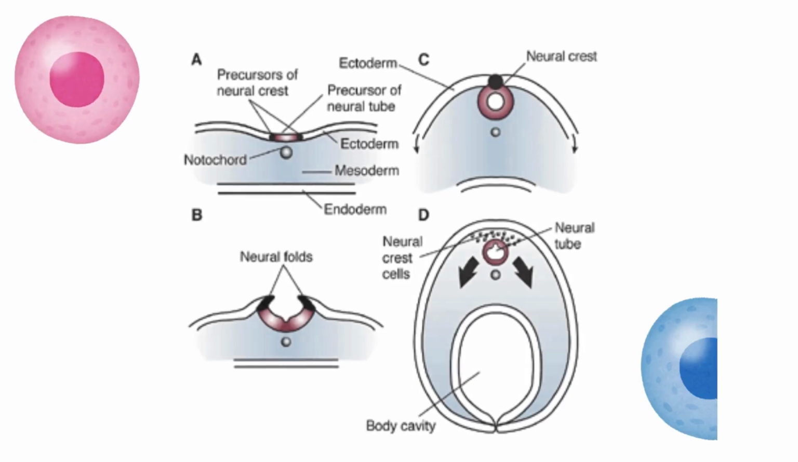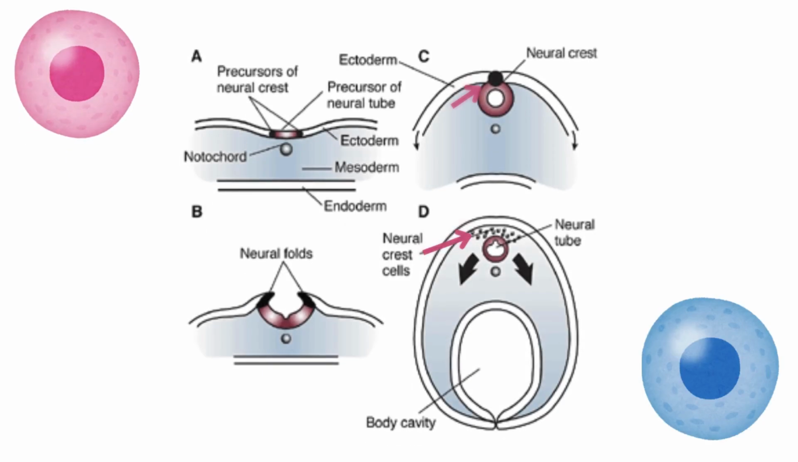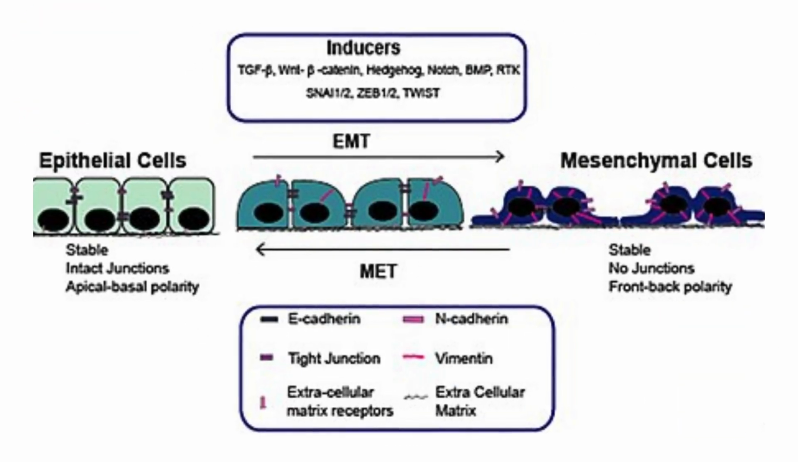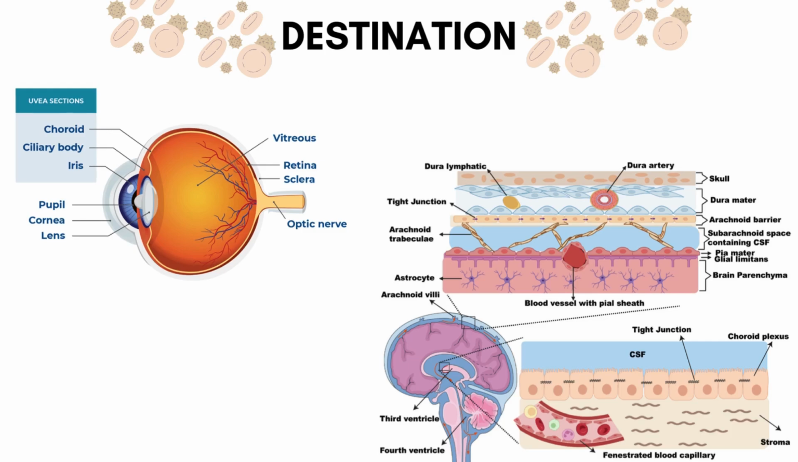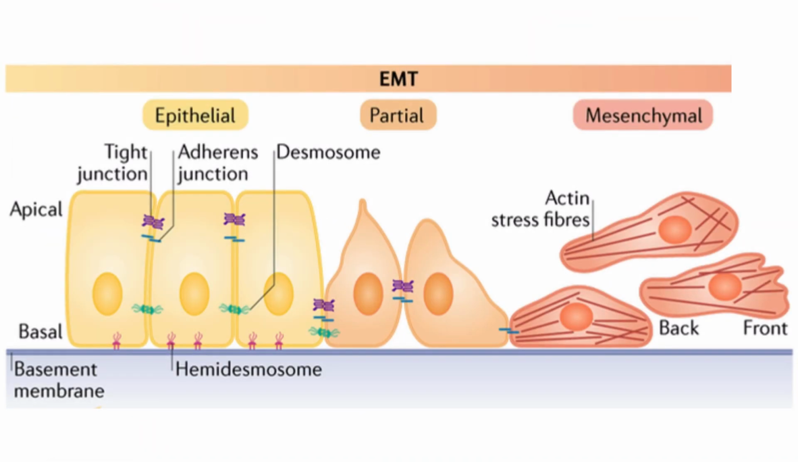Neural crest cells arise from the primitive neuroectoderm and undergo an epithelial to mesenchymal transition during their migratory process. Upon reaching their destination, such as the skin in the epidermal basal layer or hair follicle matrix, or the uveal tract of the eye, leptomeninges, or inner ear, they undergo a reverse mesenchymal to epithelial transition.